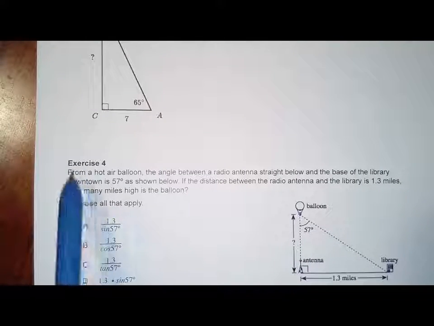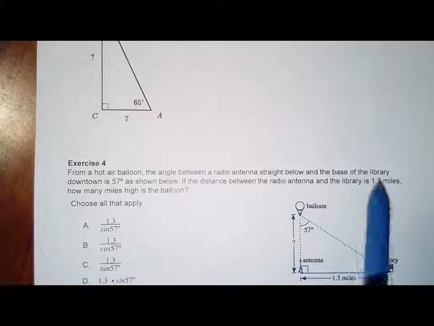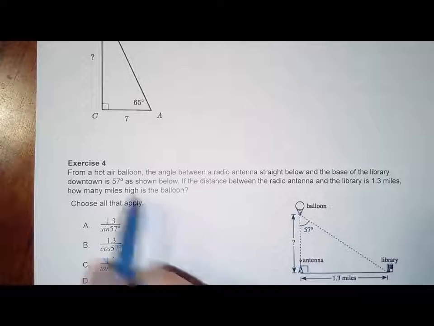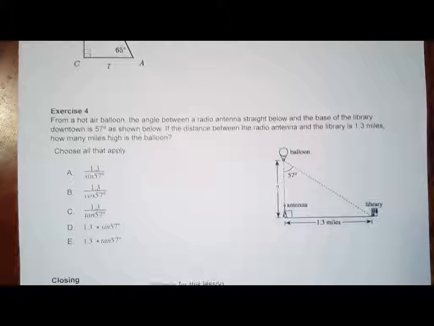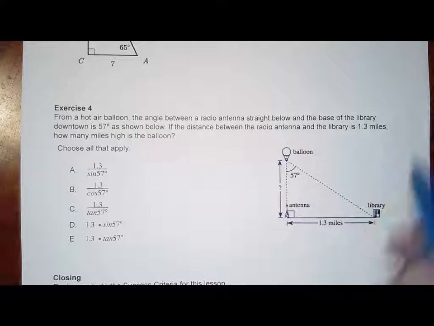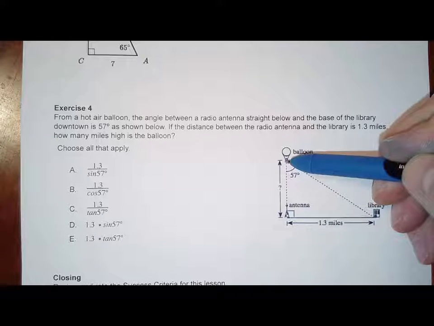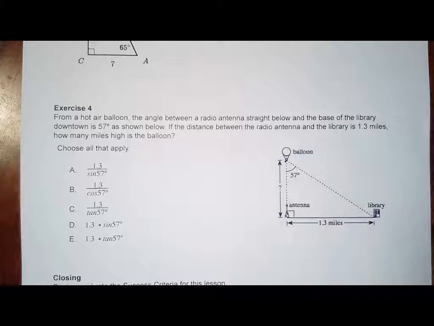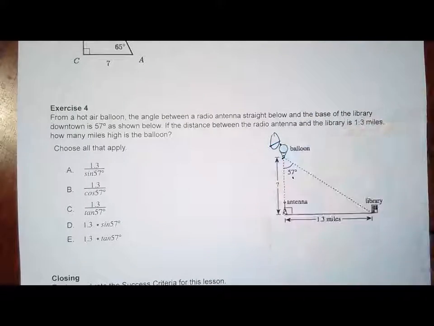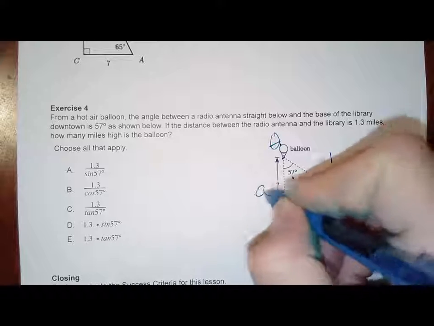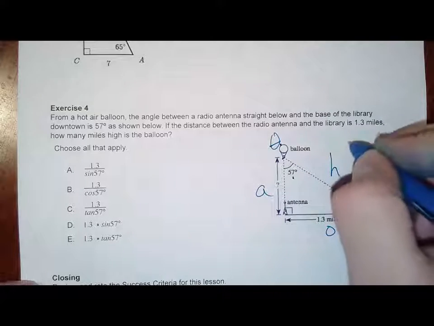Question 4, exercise 4. From a hot air balloon, the angle between a radio antenna straight below and the base of the library downtown is 57 degrees, as shown below. If the distance between the radio antenna and the library is 1.3 miles, how many miles high is the balloon? Okay, lots of word problems. Who cares? Step 1, label. 57, so that's where theta goes. HOA. And then the list.